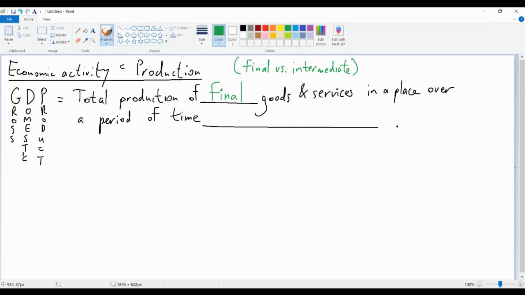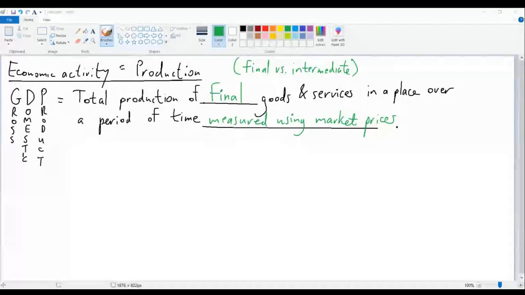And so that suggests that the way to add all these up is to use their prices, in particular their market prices. So there we have it. We have a measure of economic activity based on the production of final goods and services. And how do we add them up? We add them up using market prices. All right.